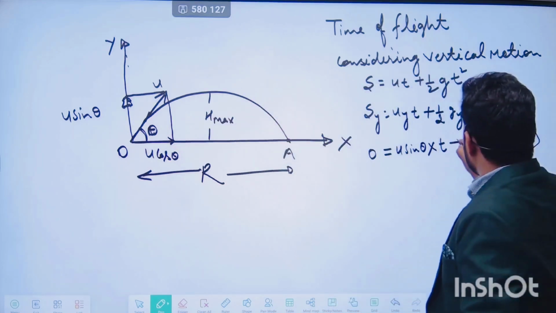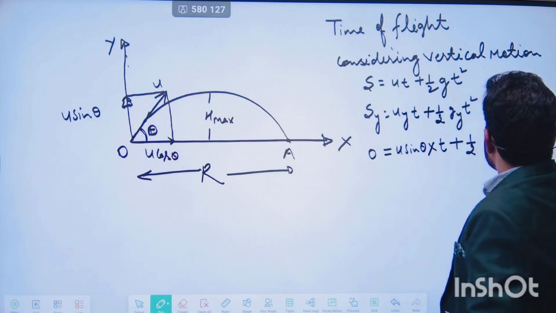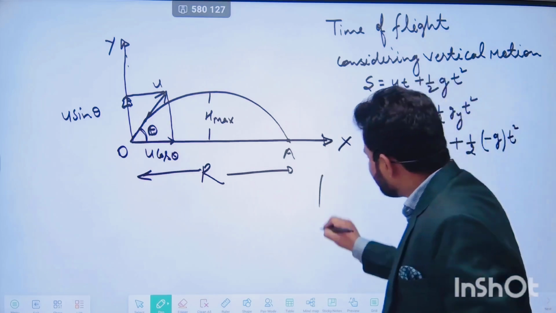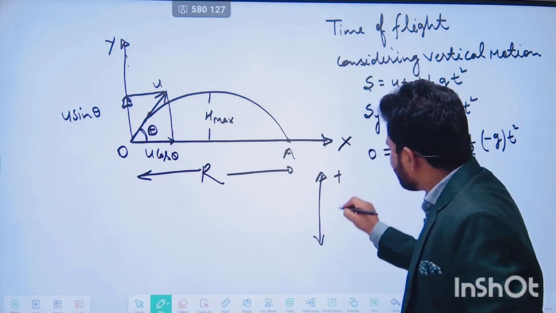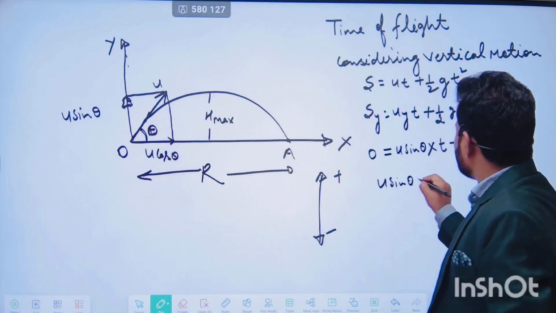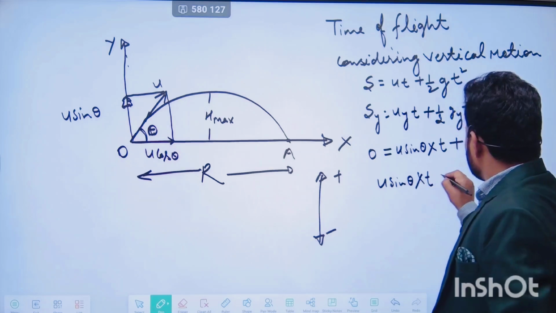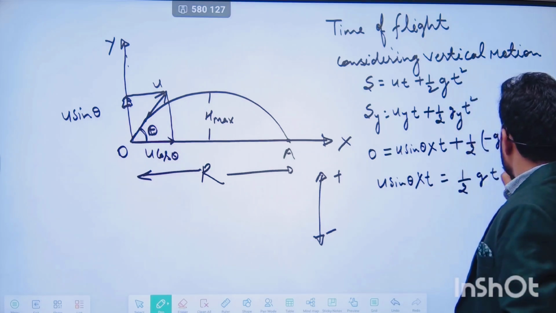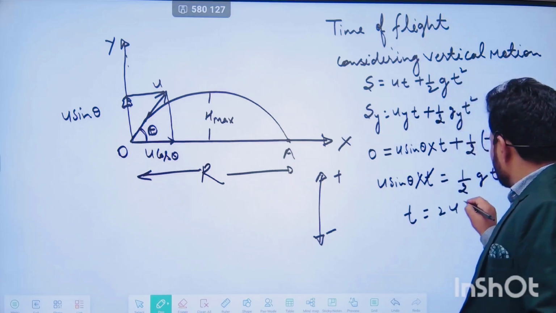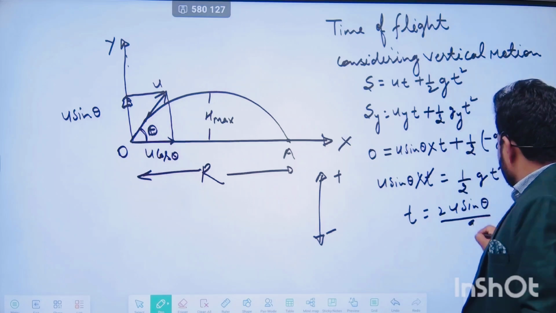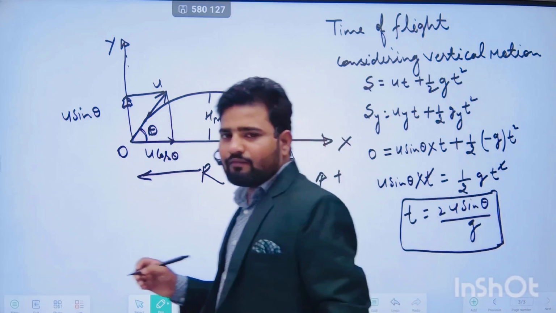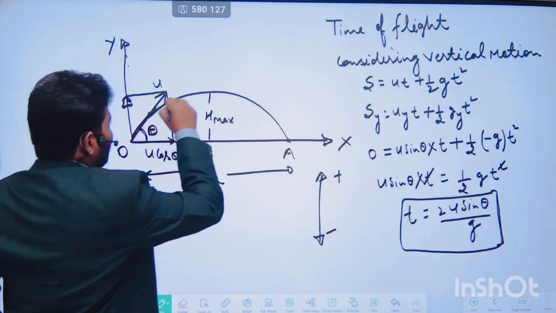So in this way, 1 by 2 and g. Why are we taking g as minus? Because of the sign convention: here this is plus and this is minus. So from here we get u sine theta into t equal to half of g into t square. So t is equal to 2 u sine theta by g. This is our time of flight for this diagram.